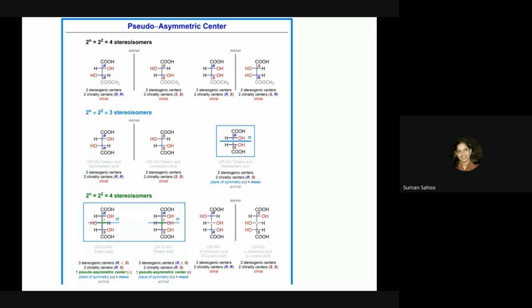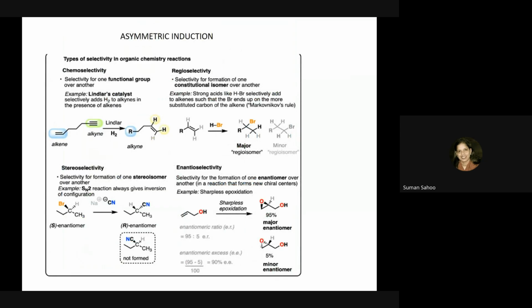Okay, so next one is how you induce asymmetry in a reaction. To know how asymmetry is being introduced in your reactions, first we should know what the different kinds of selectivity are. One is chemoselectivity, one is regioselectivity, then comes stereoselectivity. Again, stereoselectivity can be enantioselectivity, diastereoselectivity, and then another class is stereospecific.